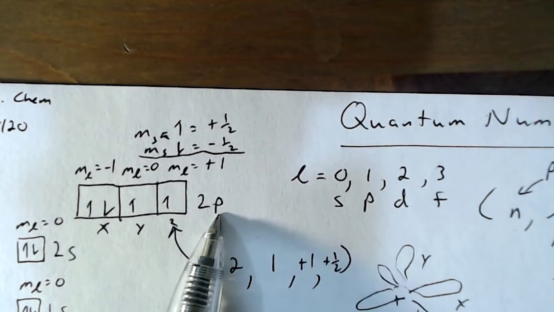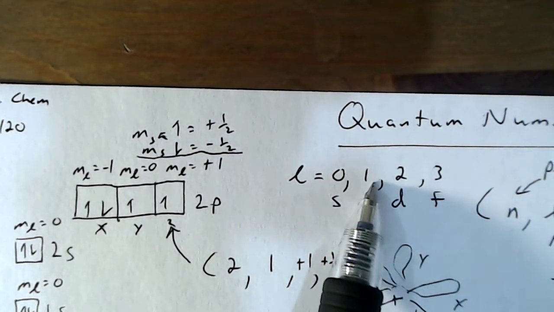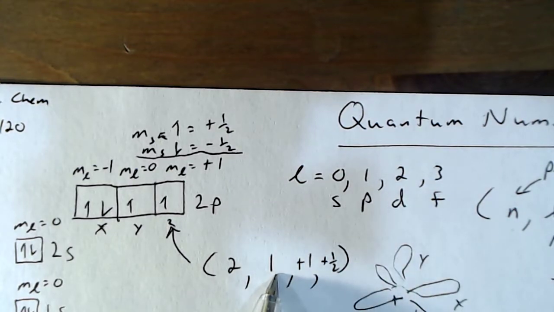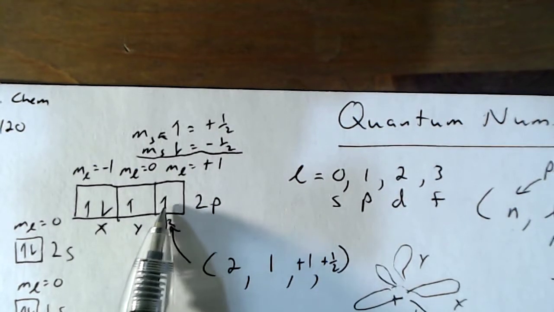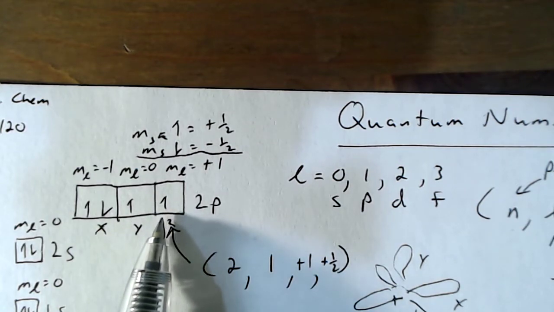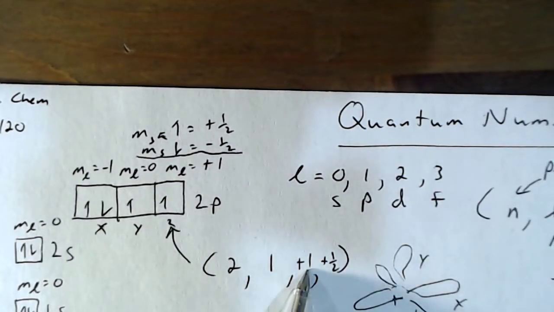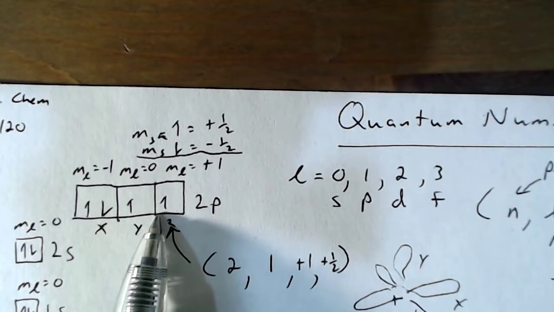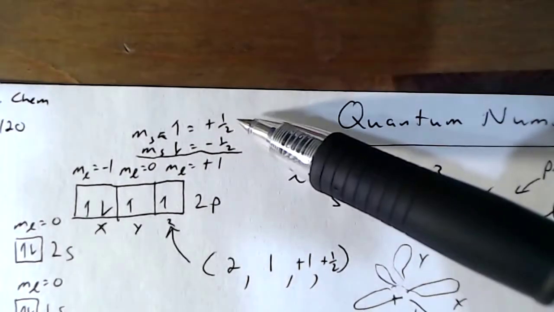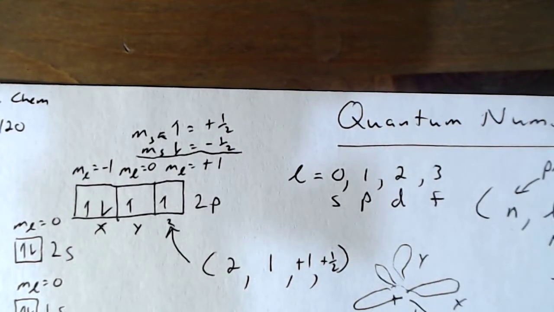It is in a p subshell, so its L value is 1. It is not in the middle, but in the right orbital, and so its ML value is not 0, it's +1. And it's upspin, so it has a MS value of +½.